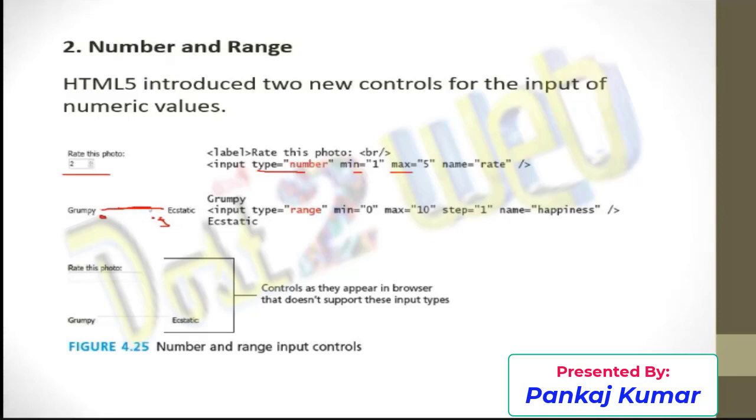That means the name is given, equal to something. When you define a name and then type equal to range, the URL will range from 0 to 10. You give minimum equal to 0, maximum equal to 10.